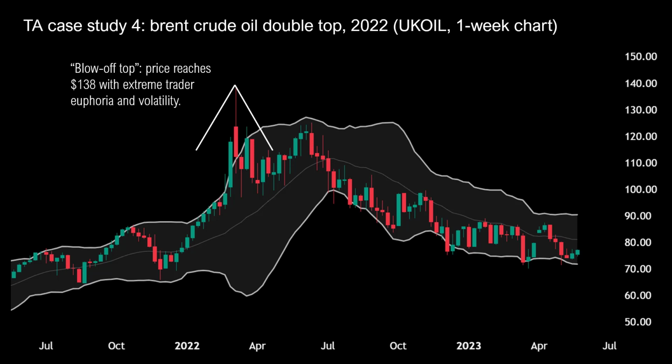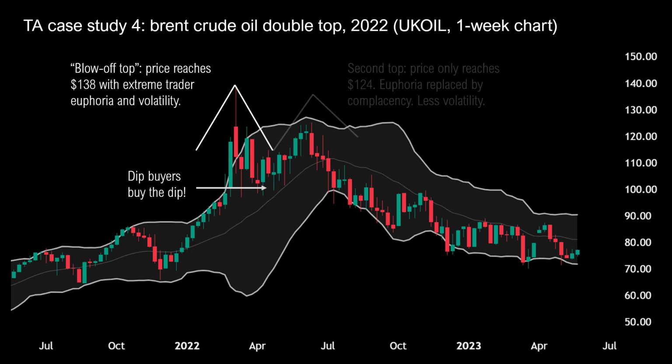So what happens then? The price drops, and what normally happens when the price drops in an uptrend is that dip buyers come in and they buy the dip, thinking the price will keep going up. Of course, the price did go up, but it went up a lot more slowly than it did the first time. And then there was a second top, but the price only reached $124.